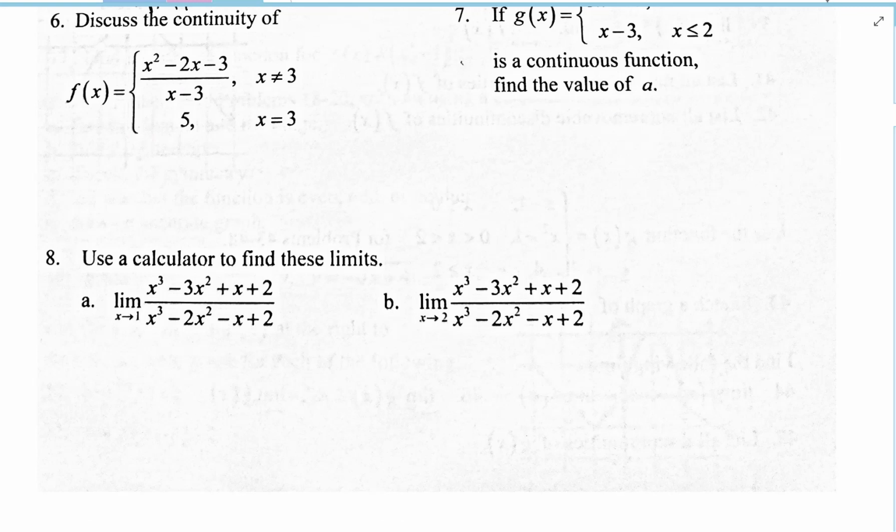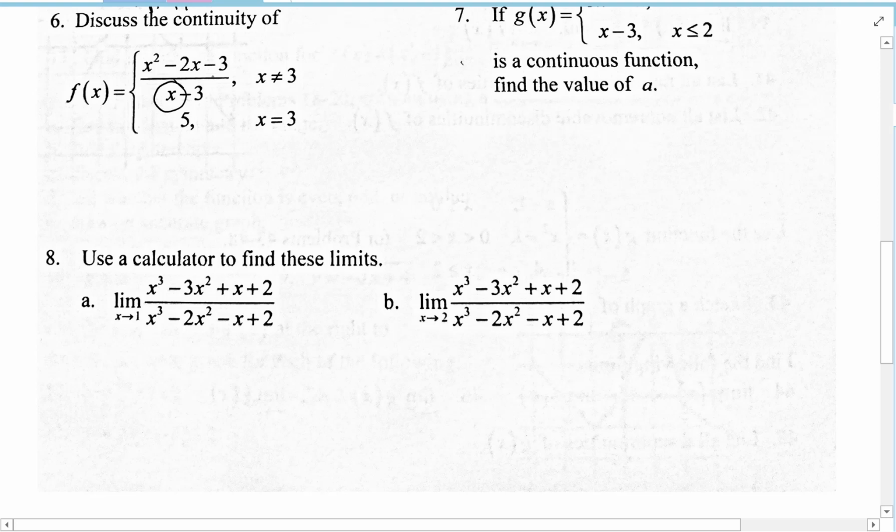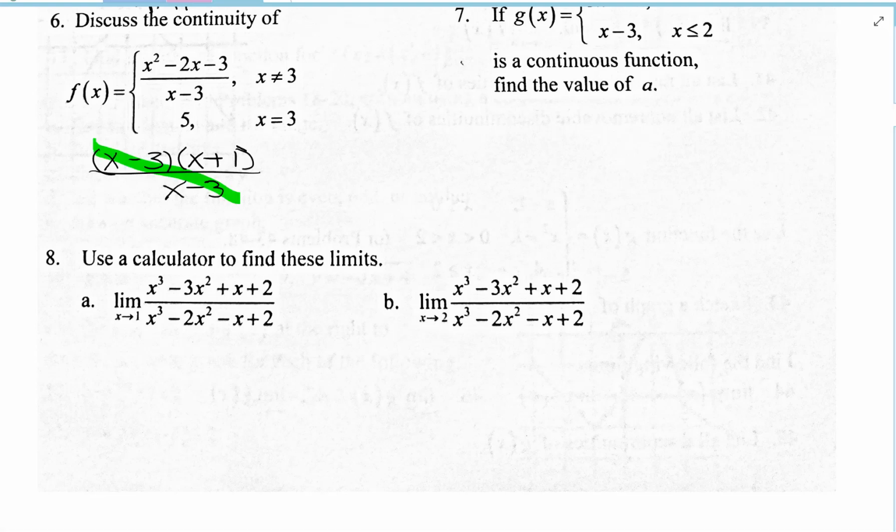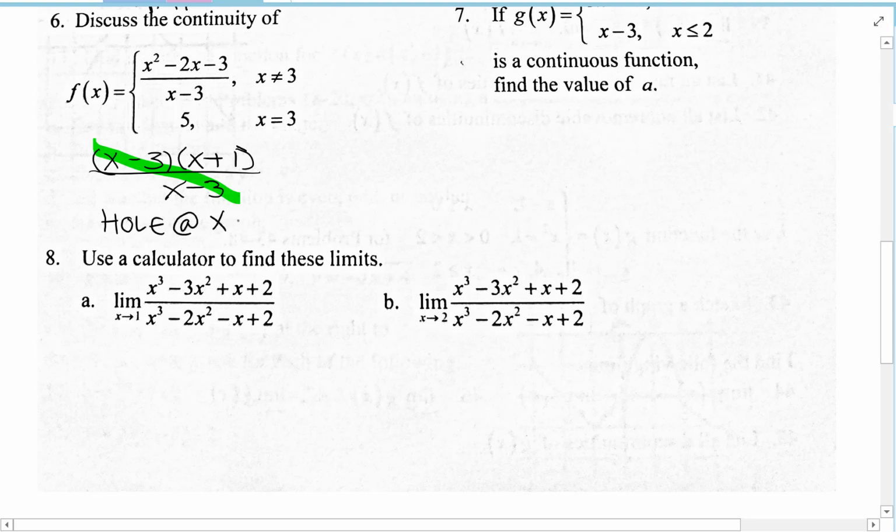Discuss the continuity of this piecewise function. I know there's a discontinuity at 3, right? But I'm not quite sure what that discontinuity is, if it's a hole or a vertical asymptote. So I'm going to factor this and see if anything reduces. x minus 3, x plus 1. All right, it does reduce. Because of that, we have a hole at x equals 3, and that is a removable discontinuity.